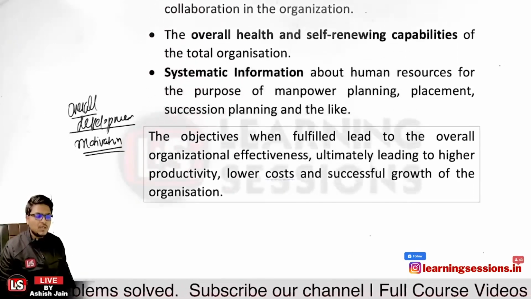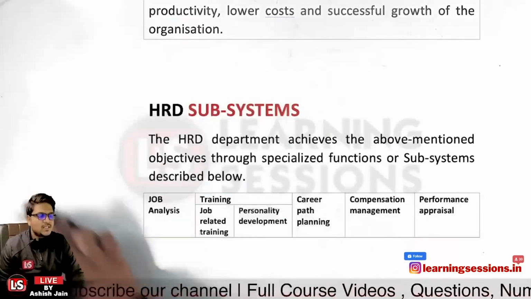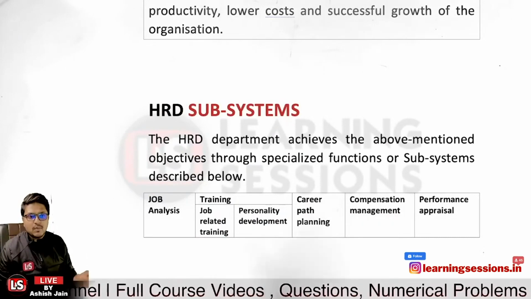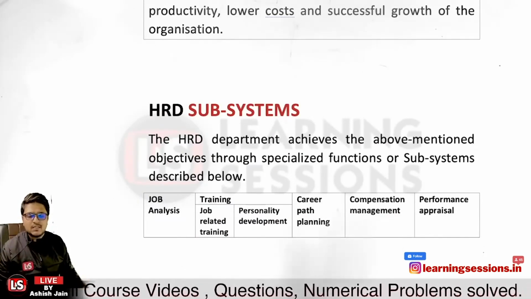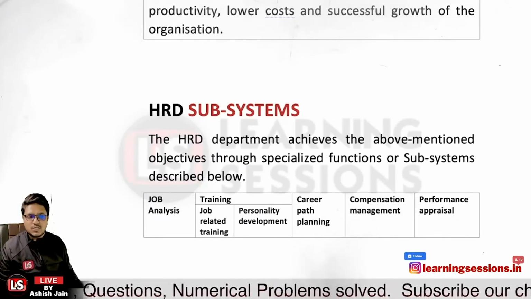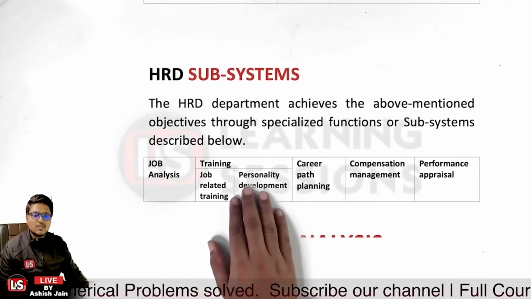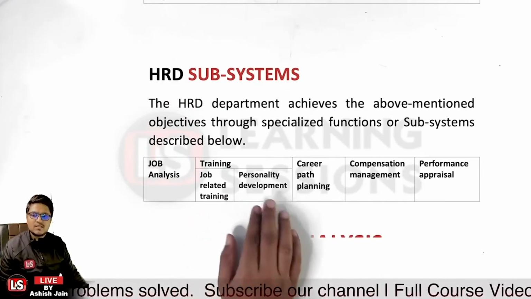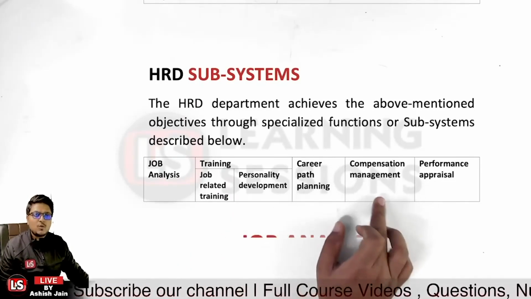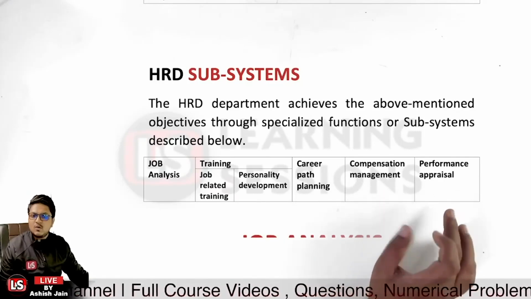Then it is related to HRD subsystems. To achieve all those objectives which we have read above, we must work in some manner, and these are categorized into subcategories or subsystems so as to achieve those objectives. What are those? First of all, job analysis. Second, training, which is job-related training and personality development. The third one is career path planning. Fourth, compensation management. And the fifth one is performance appraisal.